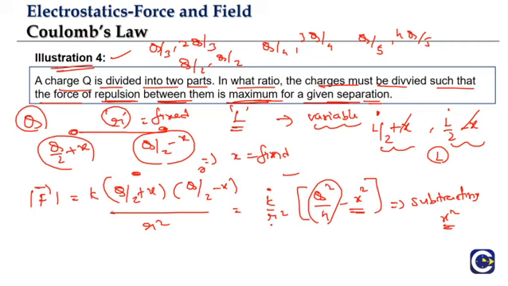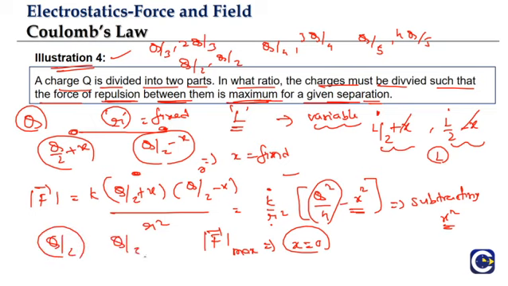If you want to have the force to be maximum, that is only possible when we have x equal to 0, because that is when we will subtract nothing. So when we subtract nothing, that is when the mod f will be maximum. So if you want to have maximum value for the force, x must be 0, and if x is 0, that is the condition we are getting. The two charge values are going to be q by 2 comma q by 2. So we have to divide the charge q into exactly two equal halves. So the ratio of the two charges is going to be 1:1, and that is when we are going to have the maximum force of repulsion between the two charges. So this is a very standard question.